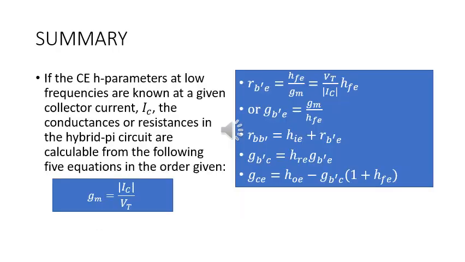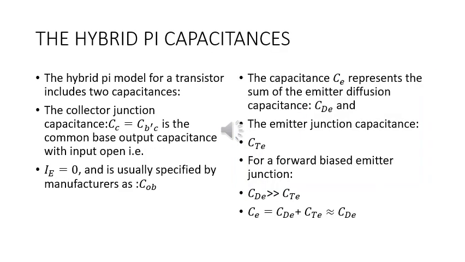The common emitter h parameters at low frequencies are known at a given collector current. The conductances or resistances in the hybrid pi circuit are calculable from the following 5 equations in the order given. gm is equal to the magnitude of IC upon the volt equivalent of temperature Vt. RB'E is equal to hfe upon gm, which is also equal to Vt upon IC times hfe, or GB'E will be equal to gm upon hfe. RBB' is given by hie plus RB'E, GB'C is equal to hre GB'E, and GC is equal to hoe minus GB'C (1 plus hfe).